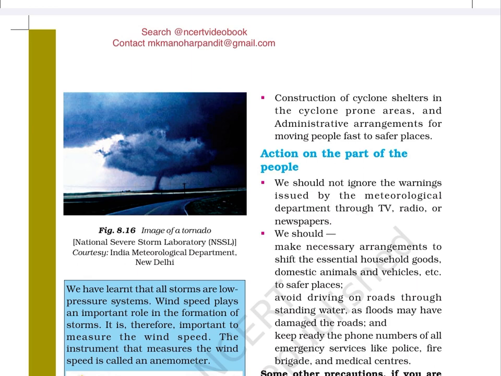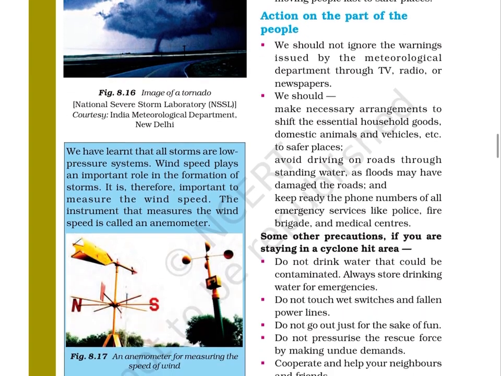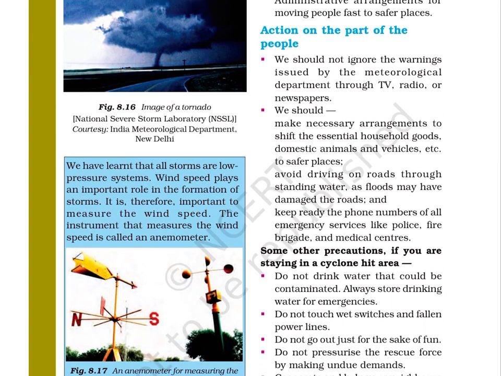Action on the part of the people. 1. We should not ignore the warnings issued by the meteorological department through TV, radio, or newspapers. 2. We should make necessary arrangements to shift the essential household goods, domestic animals, and vehicles, etc., to safer places. Avoid driving on roads through standing water as floods may have damaged the road, and keep ready the phone numbers of all emergency services like police, fire brigade, and medical centers.